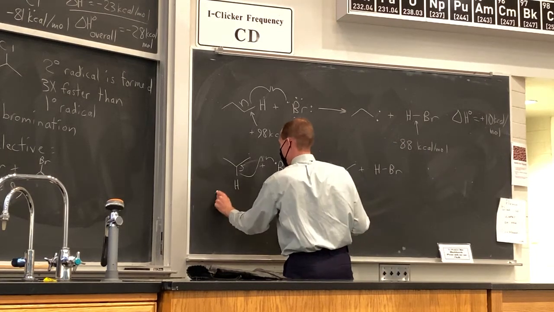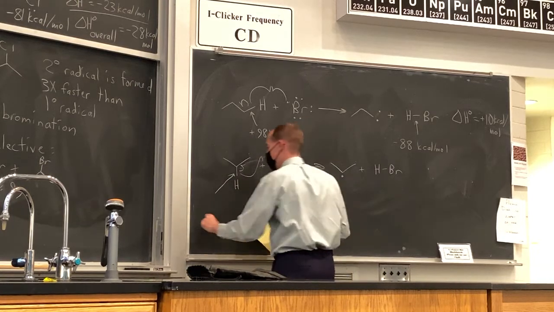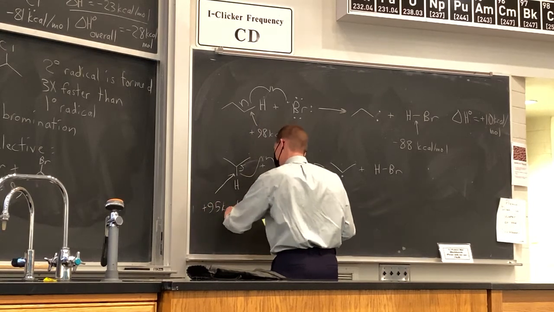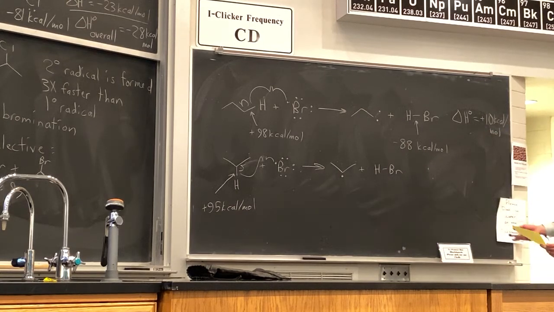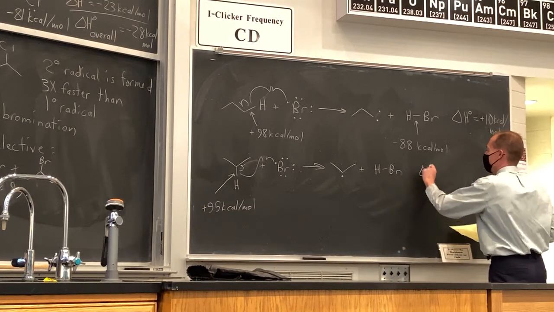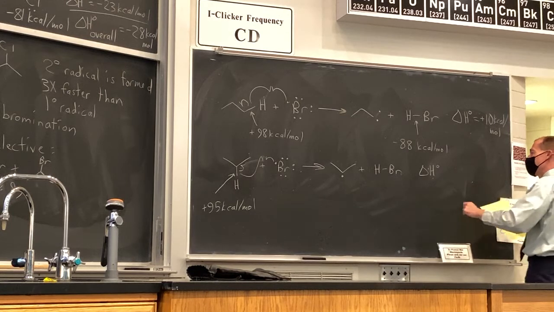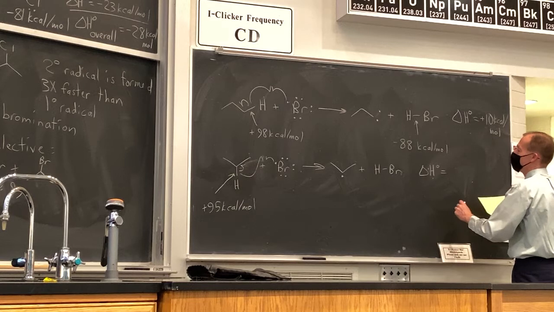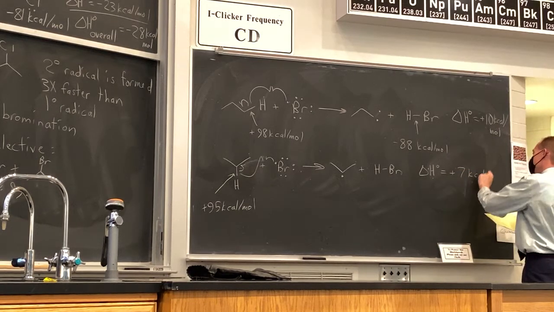So the bond dissociation energy for a secondary carbon-hydrogen bond is 95 kcals per mole. We learned that in our last lecture. We already know the HBr bond is 88. So the first propagation step to make the secondary radical, which leads to the secondary alkyl bromide, is going to be endothermic by 7 kcals per mole. Okay?